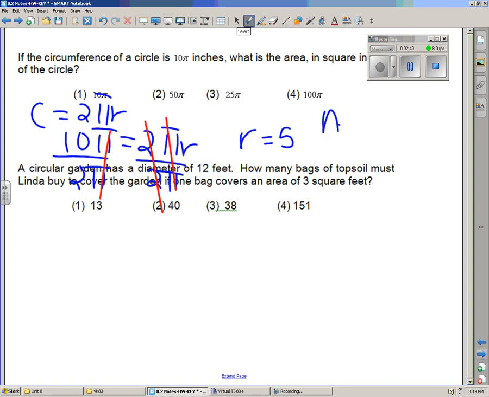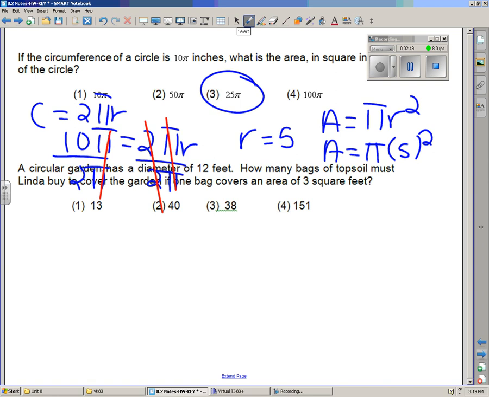Now we've got to find the area, knowing that we have the radius. So the area is pi times 5 squared. Your answer should be 25 pi, and that's centimeters squared, or inches squared, but they told you that in the question. Take a look at the next one.